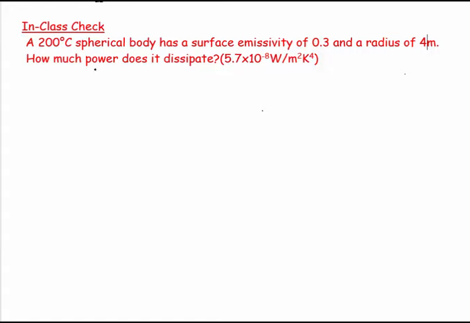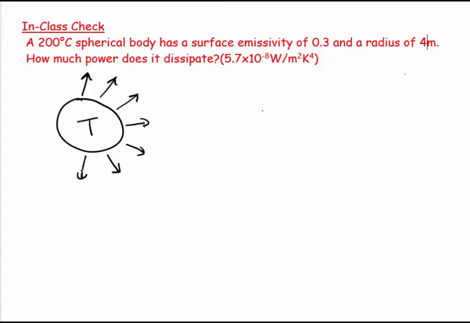Welcome. So this question says a 200 degrees C spherical body has a surface emissivity of 0.3 and a radius of 4 meters. How much power does it dissipate? So visualize, here we have the object and it's got a certain temperature and it is radiating energy. Even though we can't see it glowing, it's going to be radiating a different color depending upon its temperature. Not the color that you see reflected. This is if you put it in the dark, could you see a color?